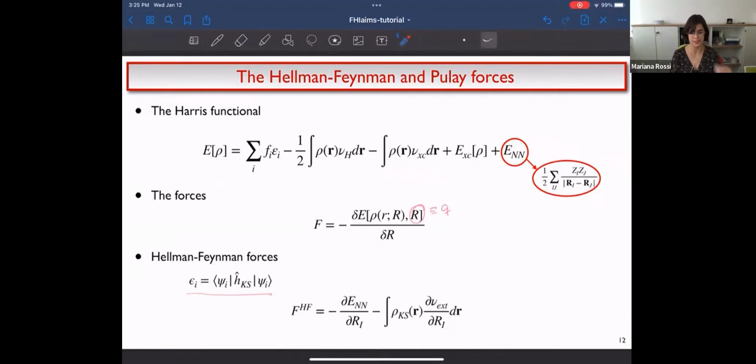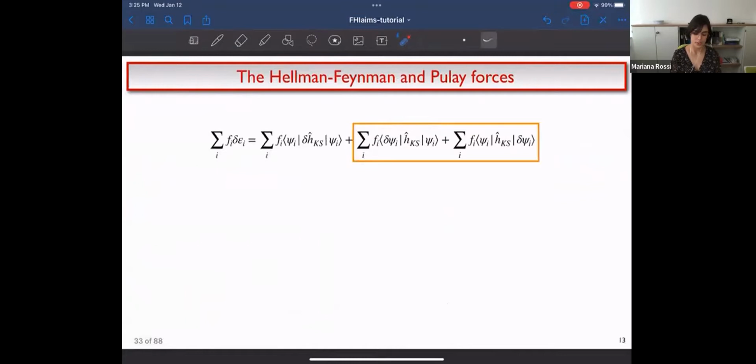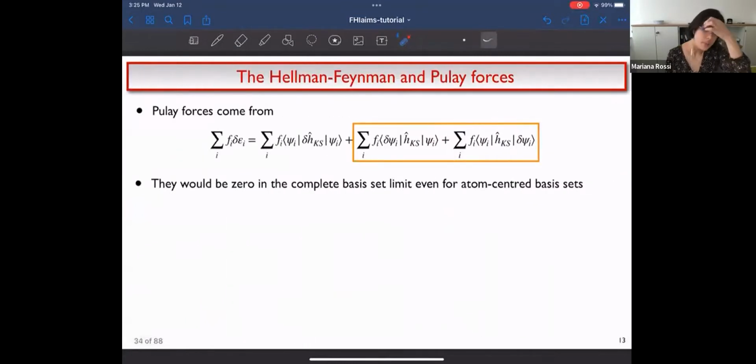They are quite straightforward. They are nice, but then come the other terms, right? So the Pulay forces come from this other part here. So if you do the variation of the Kohn-Sham eigenvalues, you have the first term that gives rise to the Hellman-Feynman forces. That's the variation of the Kohn-Sham Hamiltonian, and then you have these two extra terms which relate to the variation of the Kohn-Sham orbitals with respect to nuclear positions.